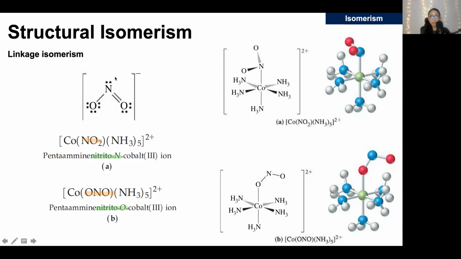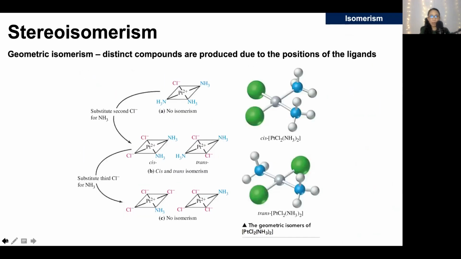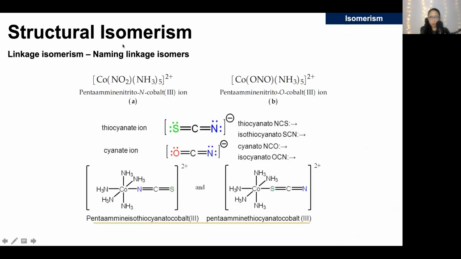You see here in structural isomerism, the way the ligands and the metal centers are attached to each other, that's how they differ. The composition of both compounds is the same, but the way the ligands are attached to the metal center differs. That's your structural isomerism, which is different from stereoisomerism. But I have one more slide here on linkage isomerism.